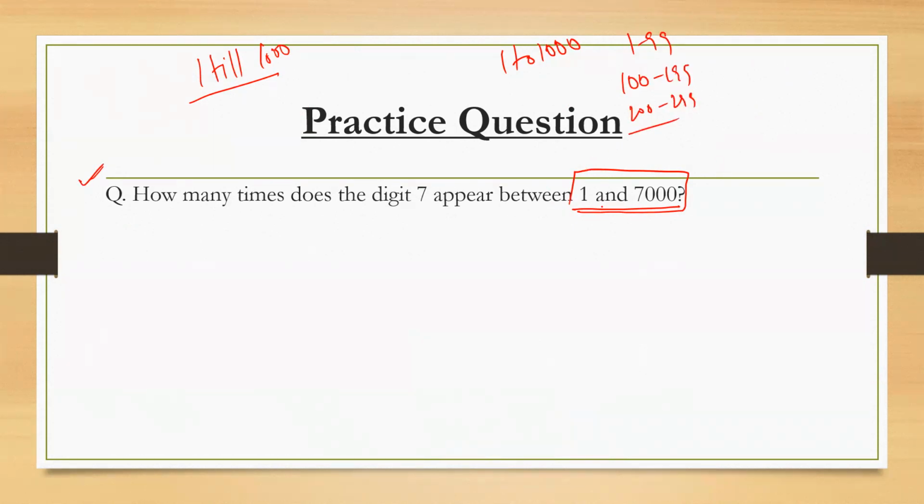But if this question comes, that is, how many times does the digit 7 appear between 1 and 7000? Okay, what will be your breakup? It will be from 1 to how much? नहीं नहीं, कभी 1000 में अपन एंड कर ही नहीं रहे राघव. We are not ending in 1000, we are ending it in 999.